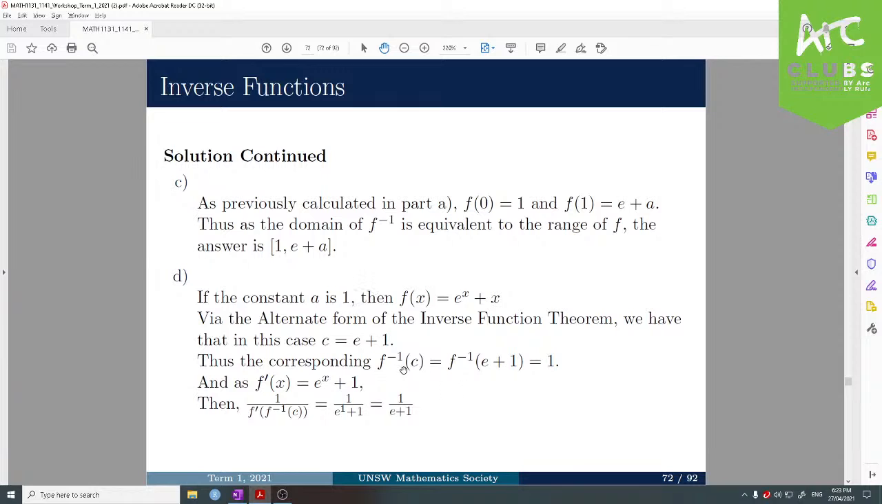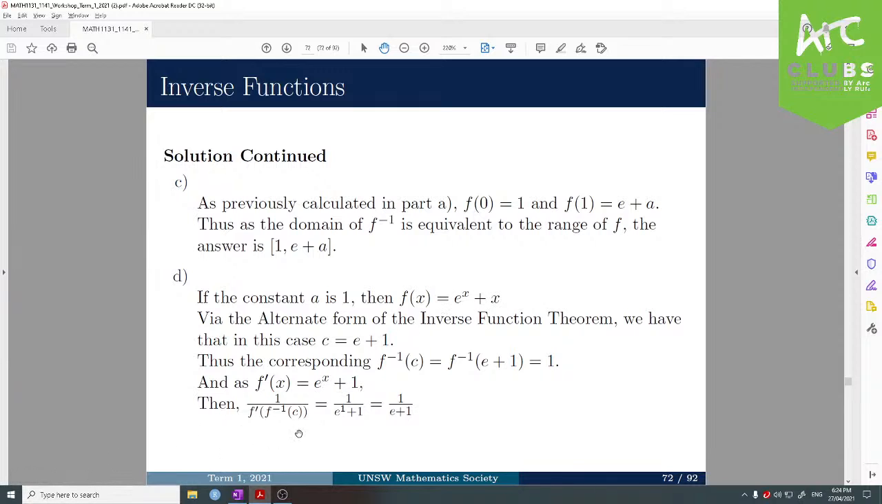We have already calculated that the inverse of c is going to be 1, and we also have that f dash x is e to the power of x plus 1. Recall that a is now 1, so there's no longer e to the power of x plus ax, it's simply e to the power of x plus x. And so when we differentiate this, we get e to the power of x plus 1.